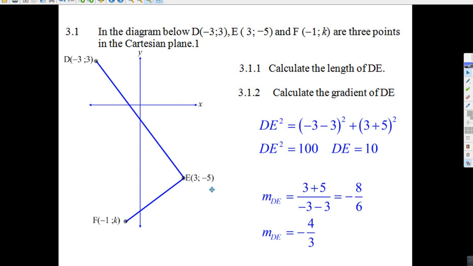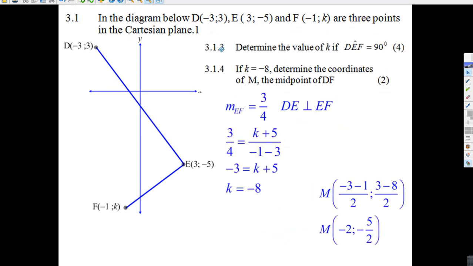The gradient of DE, well, there's the change in y, 3 plus 5, it's 8 is the change in y. And minus 3 is the change in x, subtracting them. Minus 3, it's minus 6, and that'll make it minus 8 over 6, which reduced is minus 4 over 3. The gradient of DE is minus 4 over 3. We're going to use it in the next question.